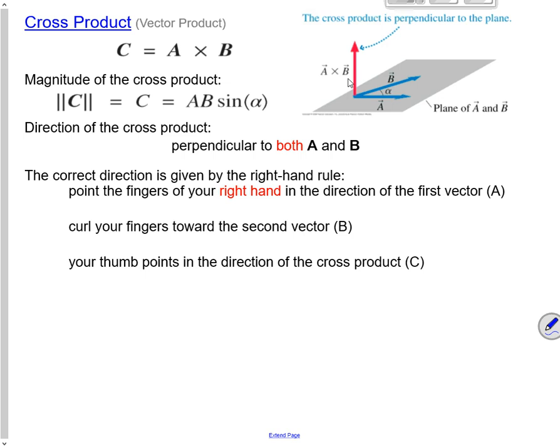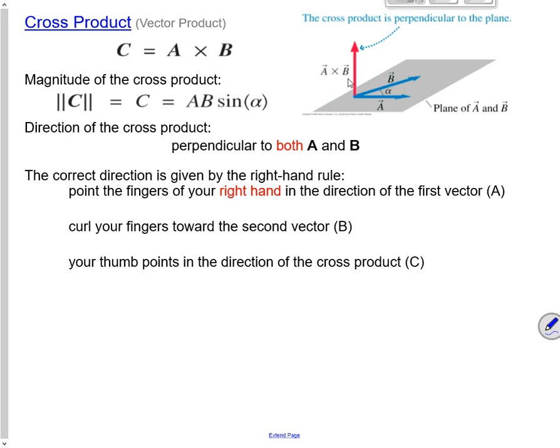Cross product, also called the vector product, is when I take two vectors and multiply them together in such a way that the resultant is going to be another vector. This is inherently a three-dimensional thing. It only works in 3 dimensions. So I've got to have 3 components, x, y, and z components of each vector.